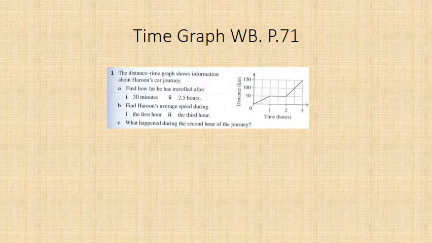So 30 minutes means it's half an hour, and here it's the time in hours. So I will get the distance in half an hour. It's going to be here in the middle between 0 and 1, and I draw a line and intersect with the y-axis, which is the distance in kilometers. So it's a number between 0 and 50. Yes, exactly. It's 25 kilometers.